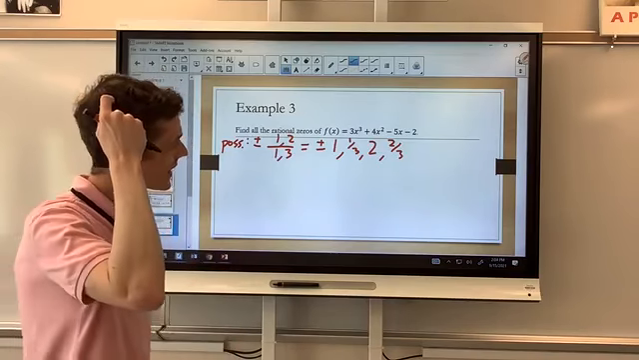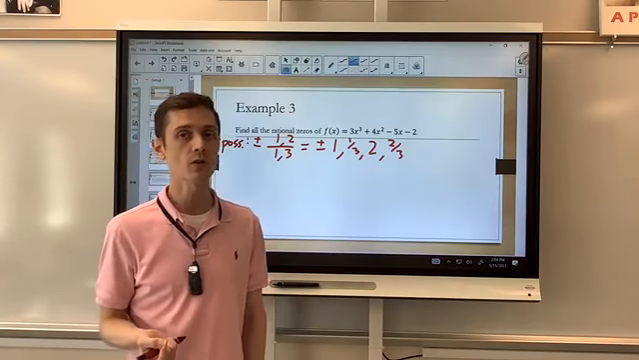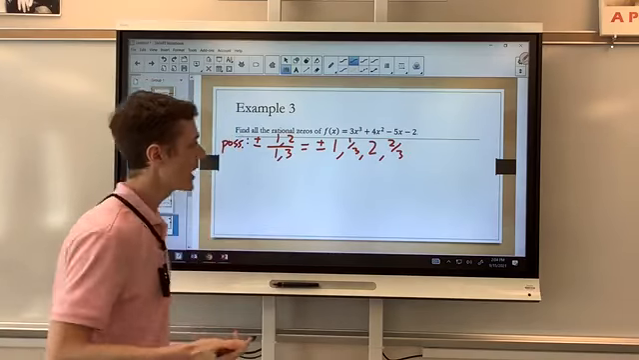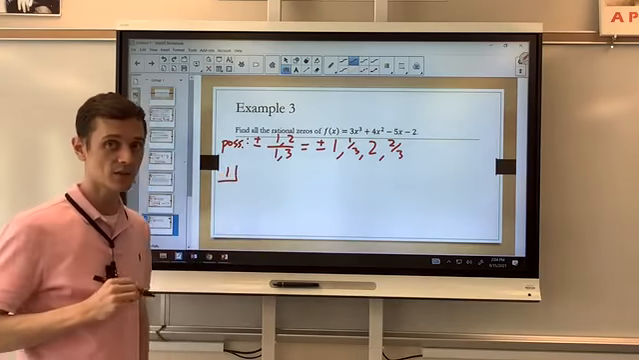Now again, we want to test numbers from the list. I recommend not testing the fractions first. Try to do all of the whole numbers as much as you can. A lot of times I just start by trying like the 1 and the negative 1. Those are usually the easiest numbers to test.